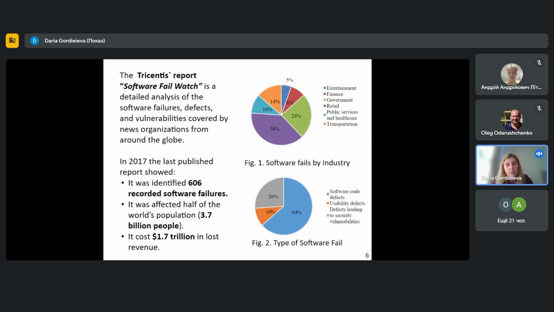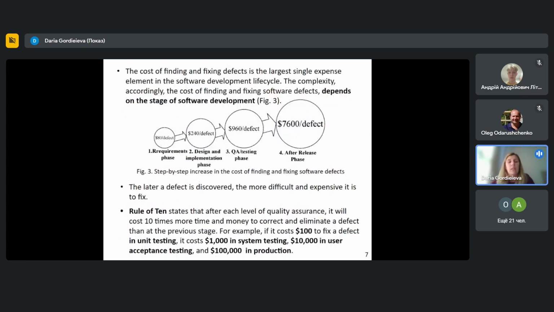The first and most common cause of software failure is software code defects. A second type is security vulnerability, and a third type is usability defects. The cost of finding and fixing defects is the largest single expense element in the software development lifecycle. The complexity, and accordingly the cost, of finding and fixing software defects depends on the stage of software development. The later a defect is discovered, the more difficult and expensive it is to fix.